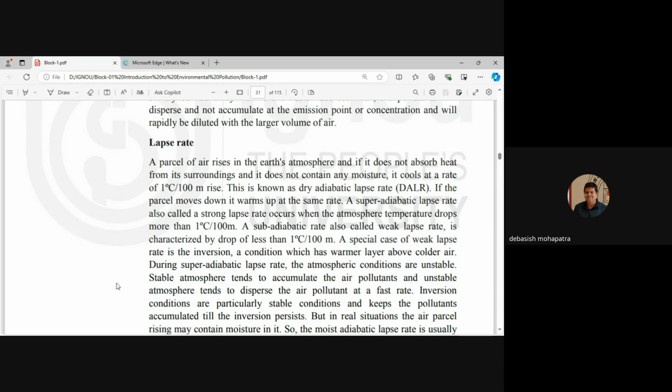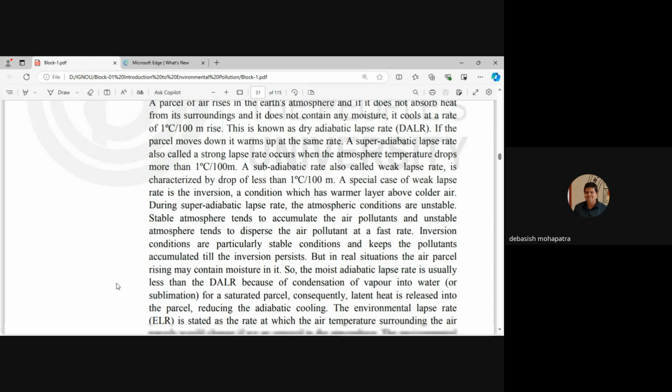So in this condition, actually warmer air should be downward, but here warmer air is over the colder air. During super-adiabatic lapse rate, the atmospheric conditions are unstable. A stable atmosphere tends to accumulate the air pollutant, and an unstable atmosphere tends to disperse the air pollutant at a fast rate. So inversion conditions are particularly stable conditions and keep the pollutant accumulated till the inversion perishes.